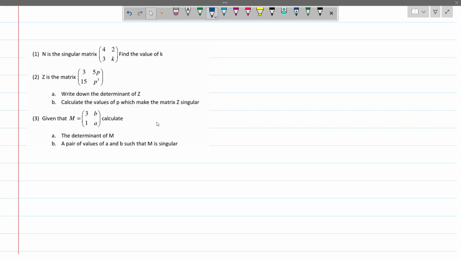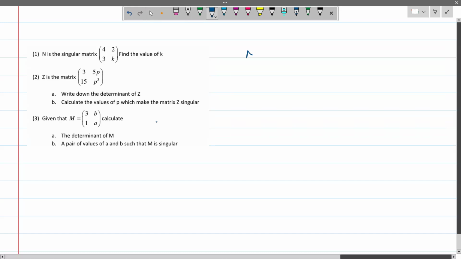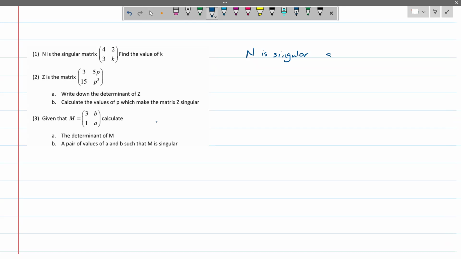Right, so first one, N is the singular matrix, 4, 2, 3, 5. Find the value of K. So N is singular. So the determinant of N is going to be equal to 0, right? So N is 4, 2, 3, K.